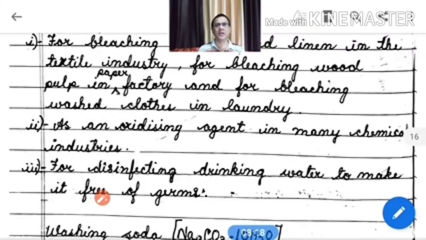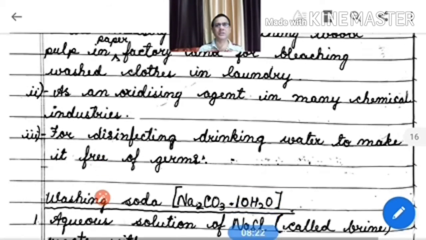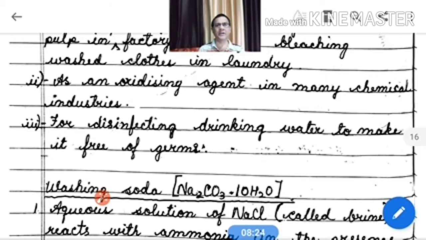Second point, as an oxidizing agent in many chemical industries. Third point, for disinfecting drinking water to make it free from germs. Bleaching powder can also be used to disinfect water. Actually, when bleaching powder dissolves in water, it produces chlorine gas, and chlorine gas is mainly responsible to kill germs in the water, and that is why it is used as a disinfectant.